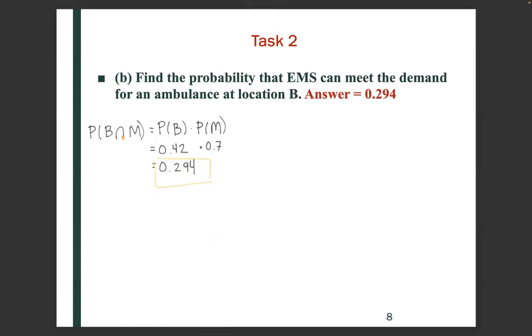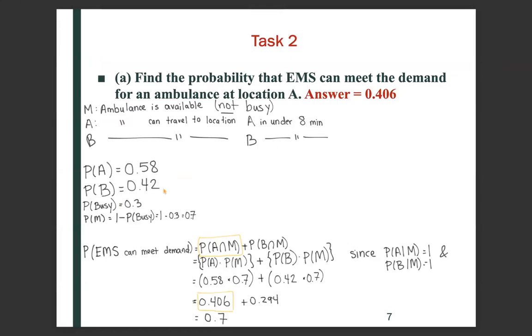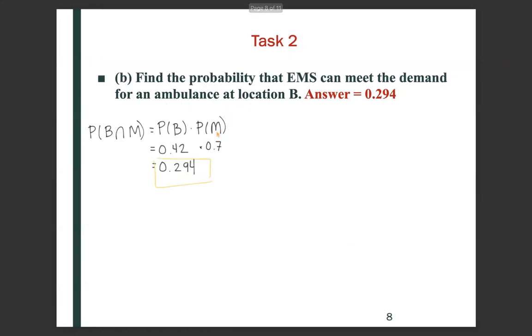Part B is finding the probability that an EMS can meet the demand for an ambulance at location B. So similar to what we just did, but here, however, we would be doing the probability of B intersect M, so that it's available and that it can travel to B in under 8 minutes. So here we have the probability of B is 0.42, and then we calculated this as 0.7, so you multiply those together and you get 0.94.